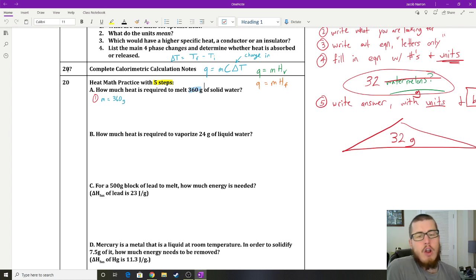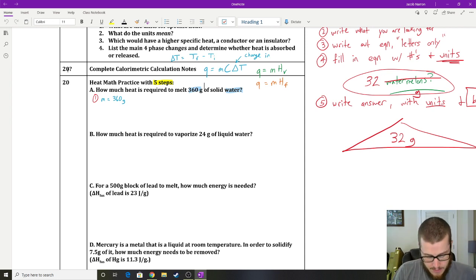And if you're saying, well, Mr. Aaron, how'd you know it was mass? Because I know that mass is measured in grams. It does not have to tell me, okay, you have a mass of 360 grams. They don't need to hold my hand. I know that grams is a unit of mass. And it also tells me that it's water, which is going to be really important here in a second, because that also gives us one other thing.